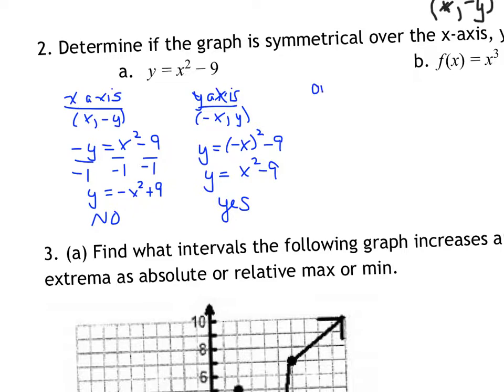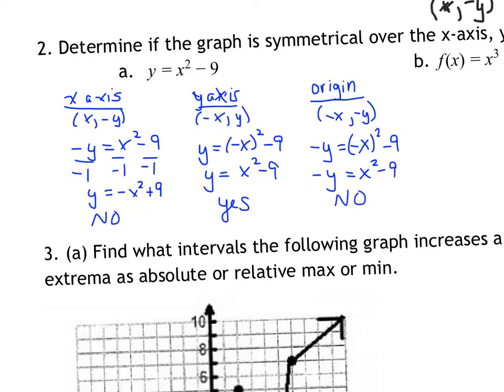Finally, we could check the origin. Now if it's one of the previous two and not both, this is probably going to be no, but we'll go ahead and check it just to be safe. So negative x, negative y, so we get negative y equals negative x squared minus 9. Well, in this case, the x becomes positive, but the y is still negative. So we have the same problem as the first one. So this is not symmetric to the origin.